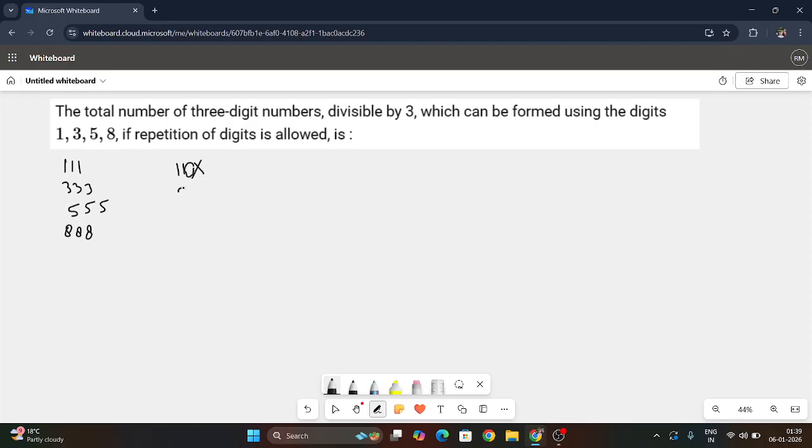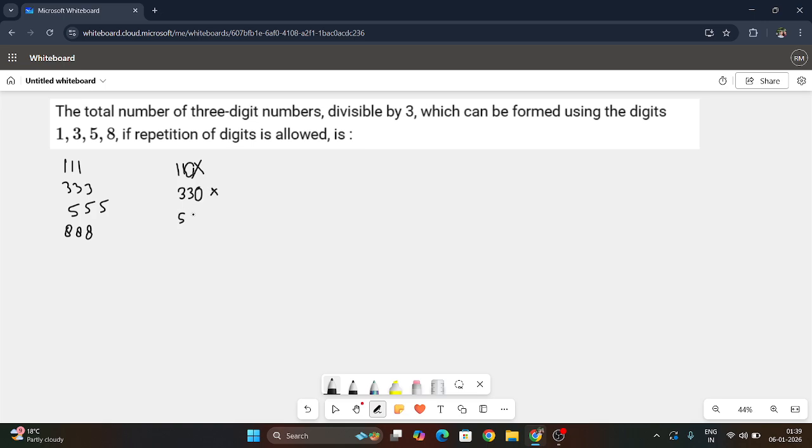Now let's take two 3s. So 3 and 3 is 6. So 6 plus 1 is 7, not divisible by 3. 6 plus 3 we cannot take, we have already taken three 3s. 5 not possible, and 8 is also not possible. So okay, this case is not possible.